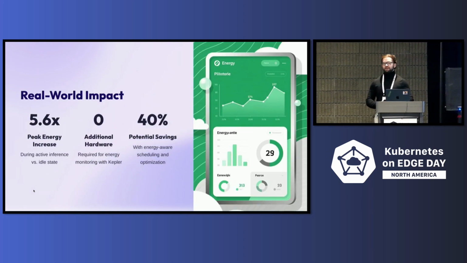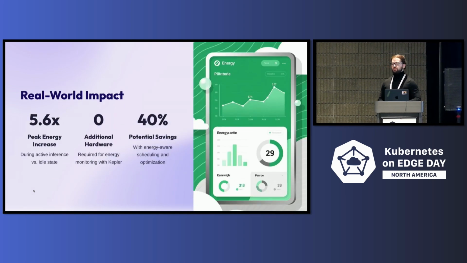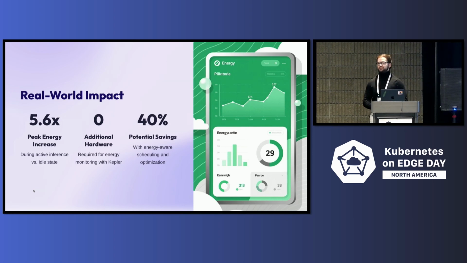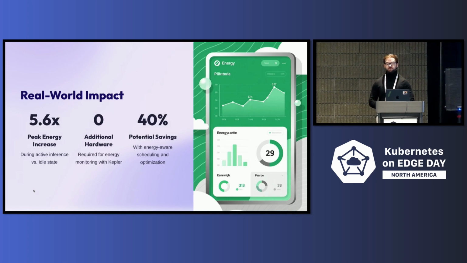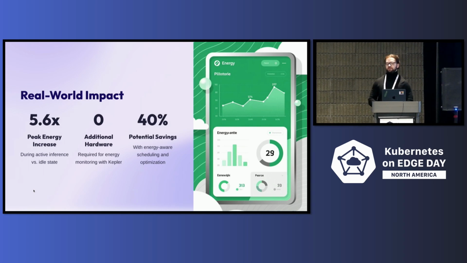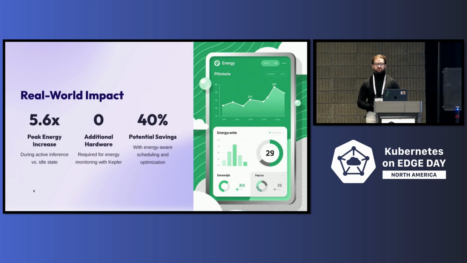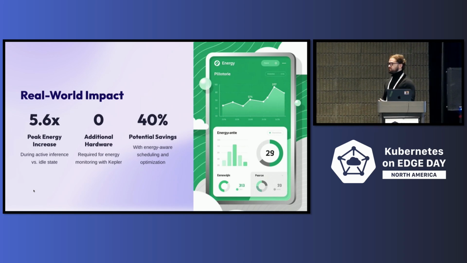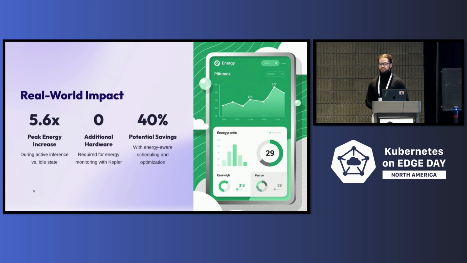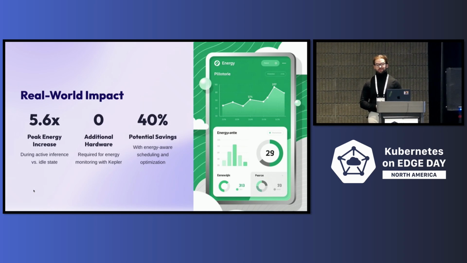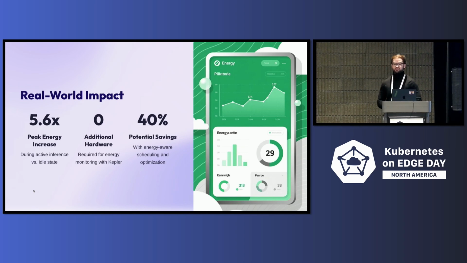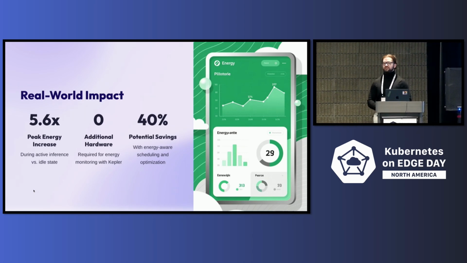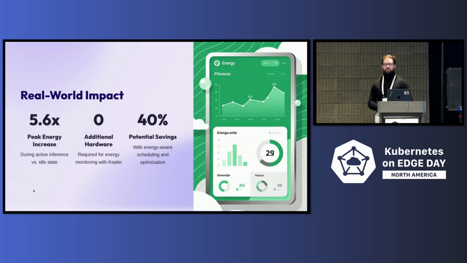The real-world impact, as you saw in the graphic, is more than 5 times the amount of energy consumed in that specific inference. And you don't need any additional hardware to make this happen, because everything is software. And the potential savings, especially if you act on the graphs that you just saw, could be a lot of money, especially in huge corporations that manage thousands of devices. Let's talk about solar panels. Let's talk about all of these tiny devices that are out there on the edge.